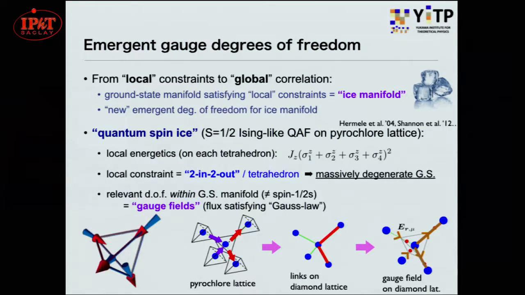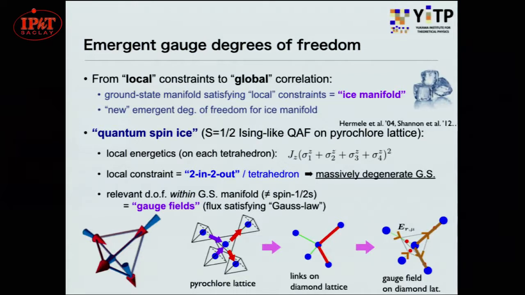So to illustrate this, I'm going to take the example from quantum spin ice, which is realized in the spin-1/2 Ising-like quantum antiferromagnet on the pyrochlore lattice. So this is a cartoon picture of the single tetrahedron, which is the building block of the pyrochlore lattice. In building a pyrochlore lattice, we connect these tetrahedra in a corner-sharing way like this.